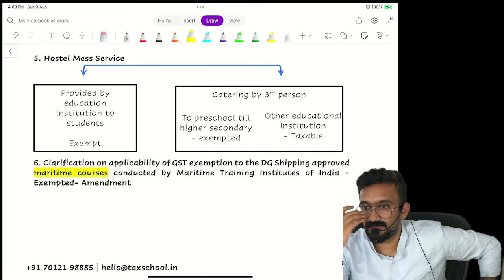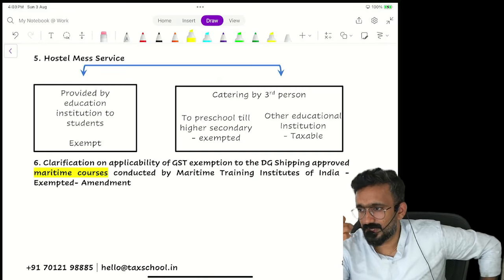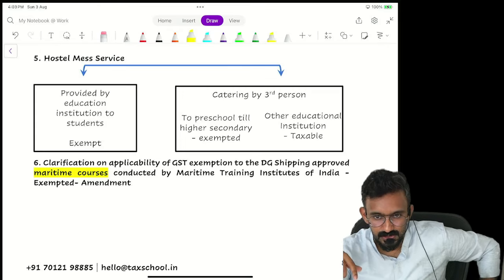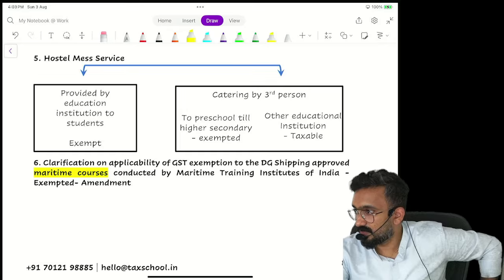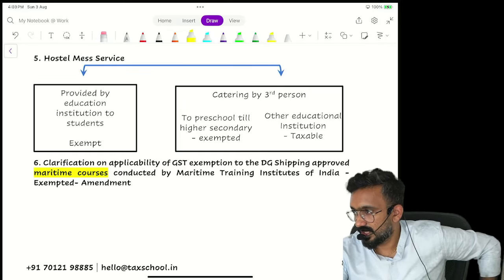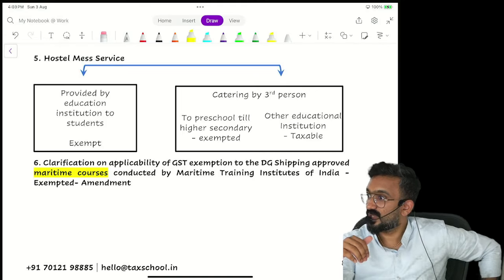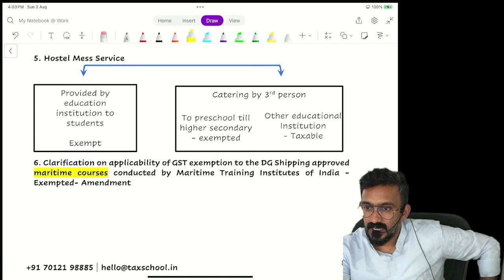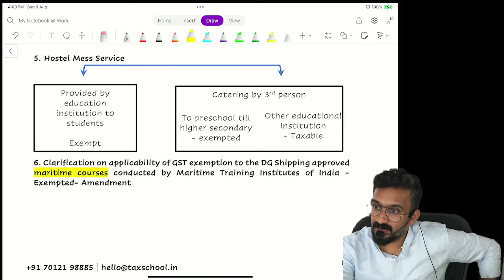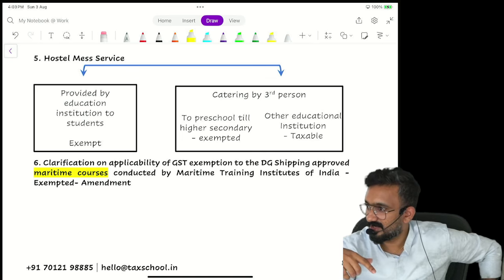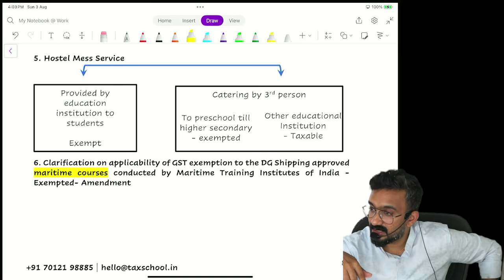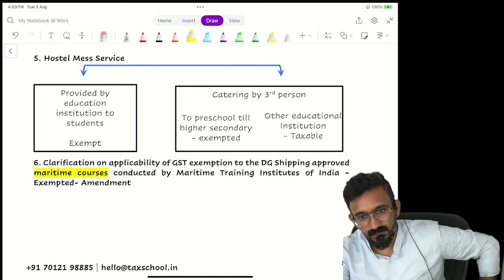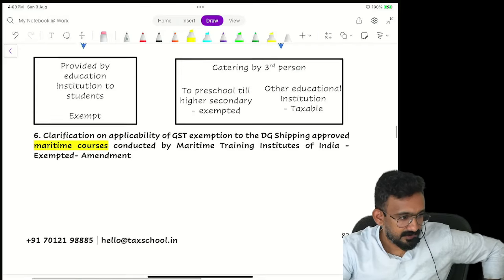Hostel mess. What is the question you should ask? Is the hostel mess run by an educational institution? If yes, they are giving food to the students. Would it be taxable or exempt? Exempt. Which educational institution? All the three. To the students is exempt. However, who's giving food in this particular mess? Third party caterer. Then third party caterer to which educational institution is exempt? First category, preschool to higher secondary. Other two will be taxable. That's what is given here.